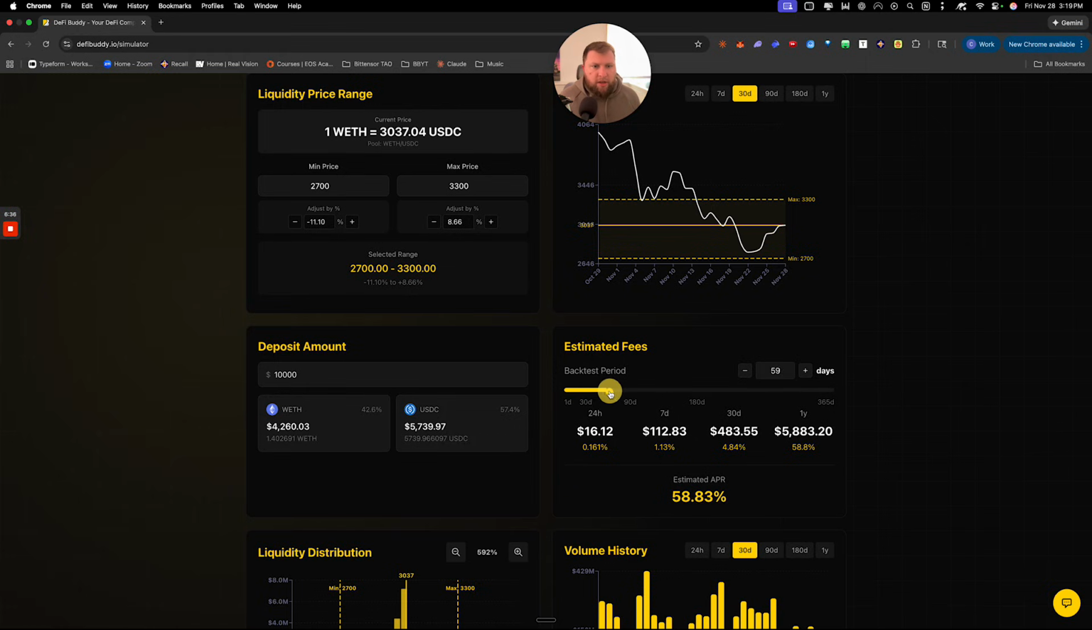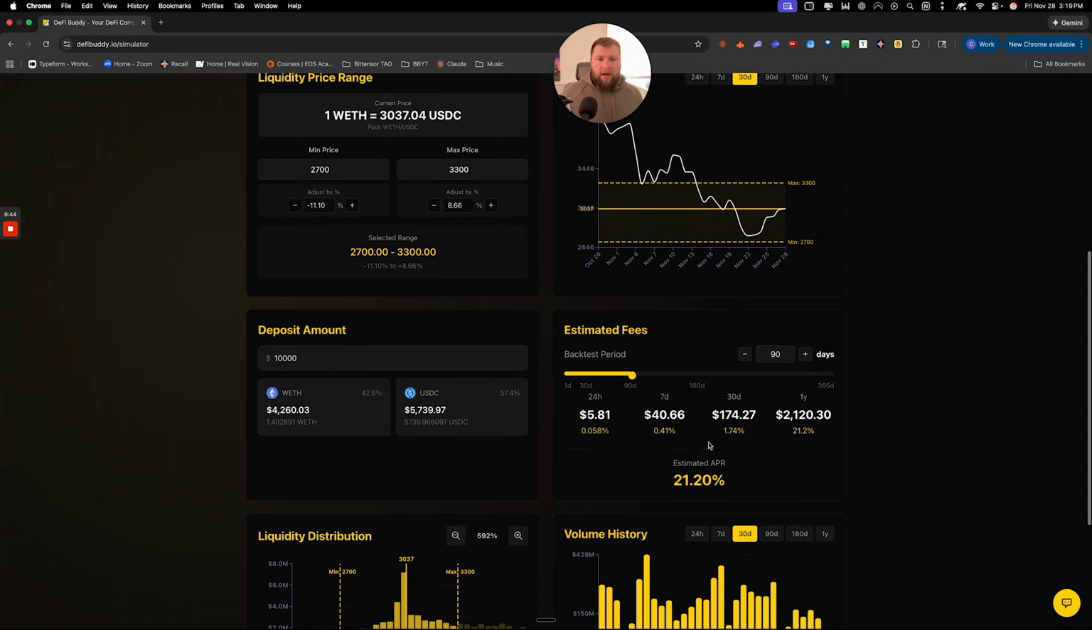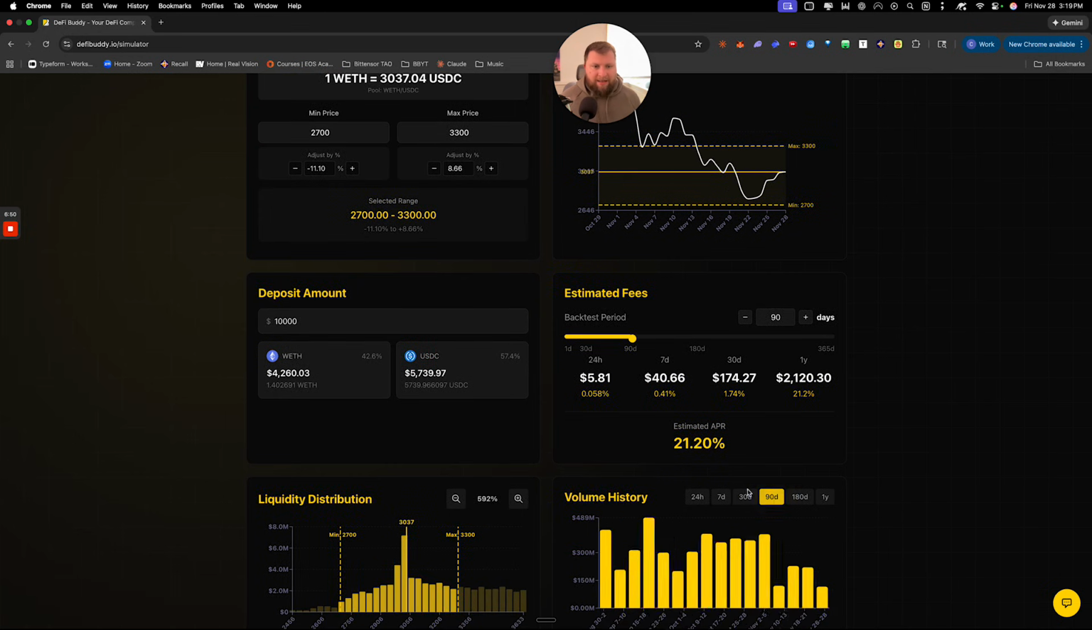And then the last one I like to look at is the last 90 days. So I'd like to look at the last 3 months. If I were in this pool for the last 3 months, let's get to exactly 90. Way lower actually. So if I were in this liquidity pool based on this range, based on the last 90 days of volume, I can expect an estimated APR of 21%.